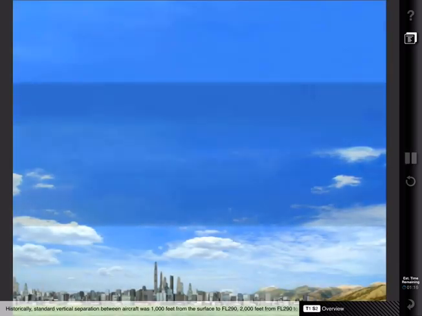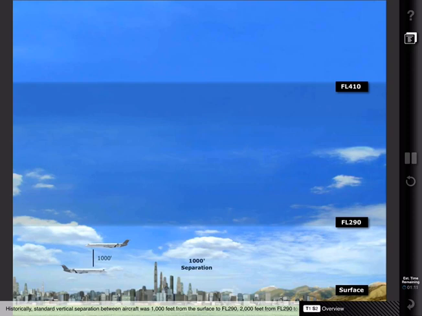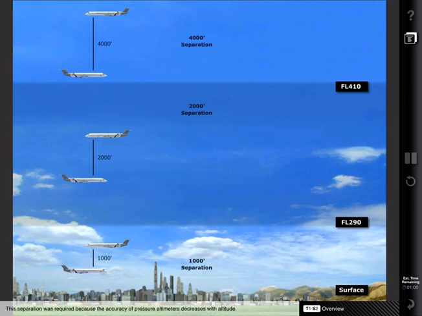Historically, the standard vertical separation between aircraft was 1,000 feet from the surface to flight level 290, 2,000 feet from flight level 290 to flight level 410, and 4,000 feet above this. This separation was required because the accuracy of pressure altimeters decreases with altitude. This separation decreases airspace capacity and presents a problem in terms of operational flexibility and airspace efficiency.